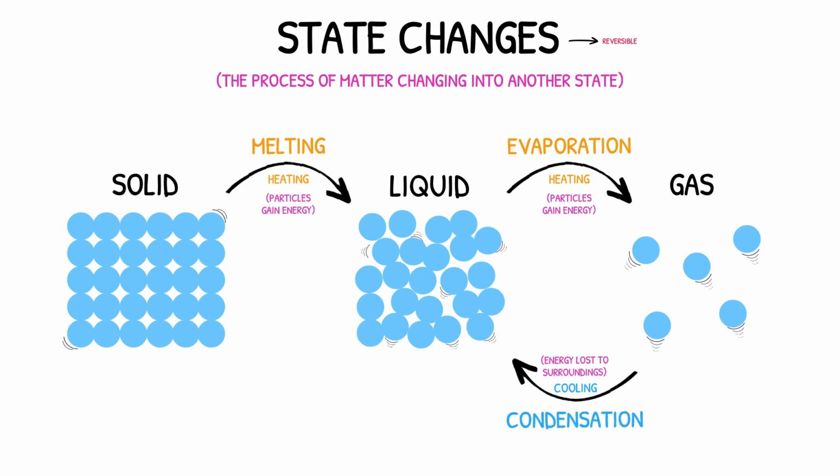The same happens when a liquid is cooled. Energy from the particles is lost to the surroundings, and as this happens, the particles move slower and slower. Bonds form between the particles as the liquid reaches its freezing point, packing the particles even closer. This is freezing. Your liquid has now changed into a solid.